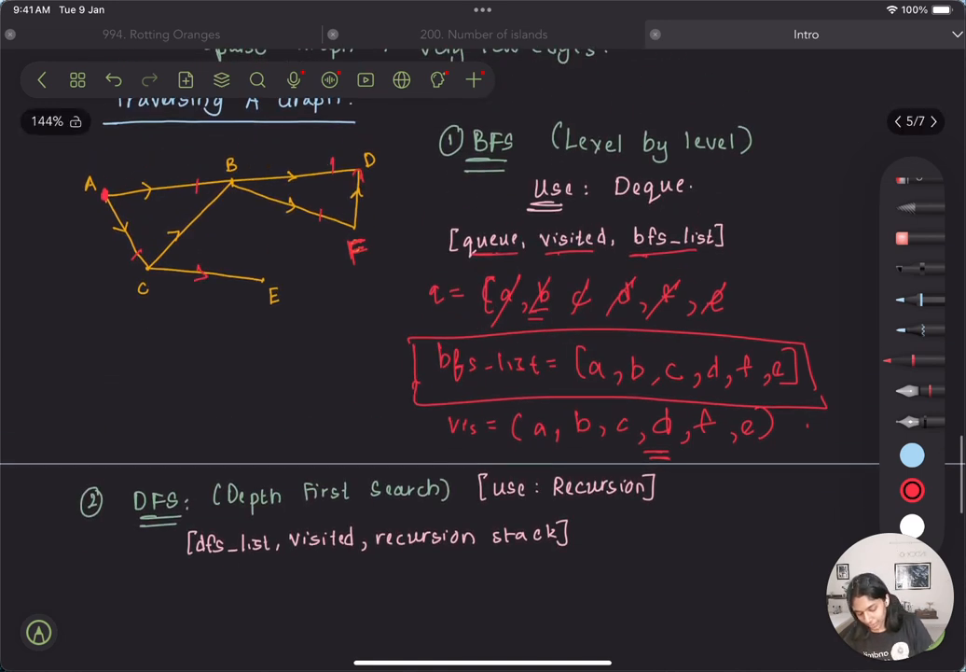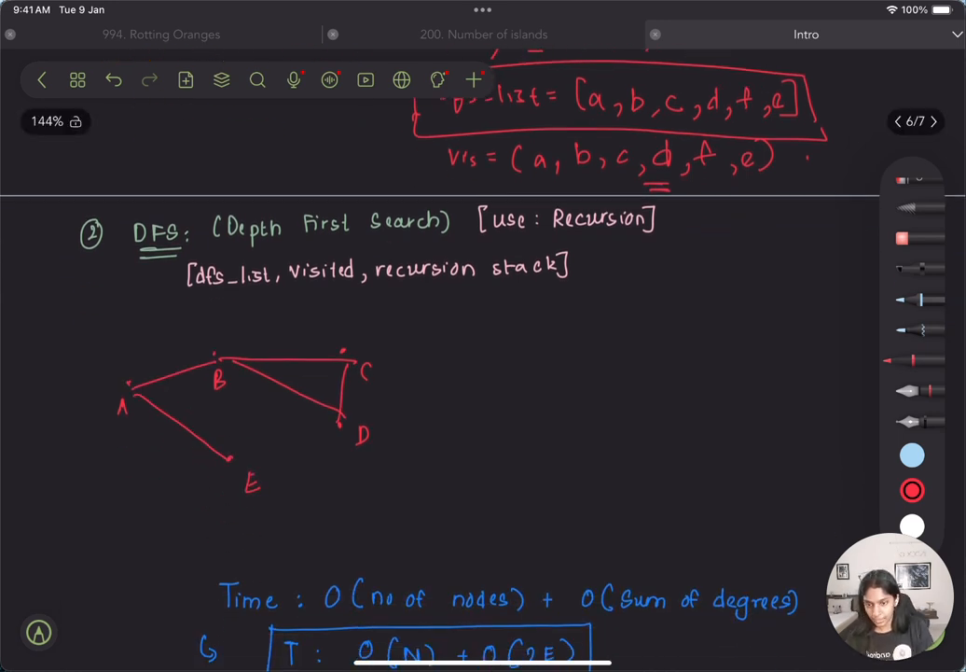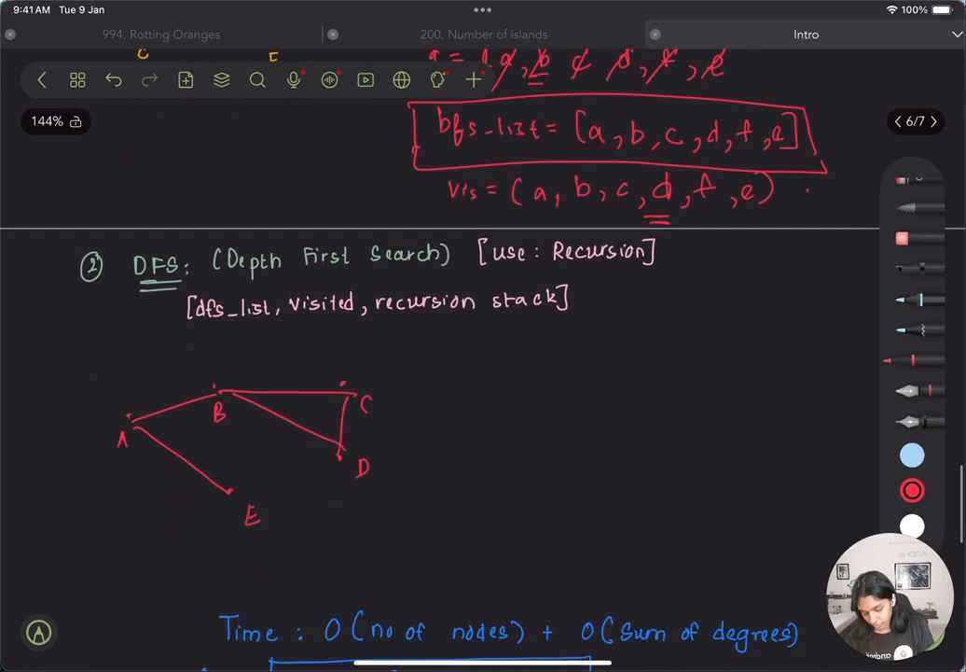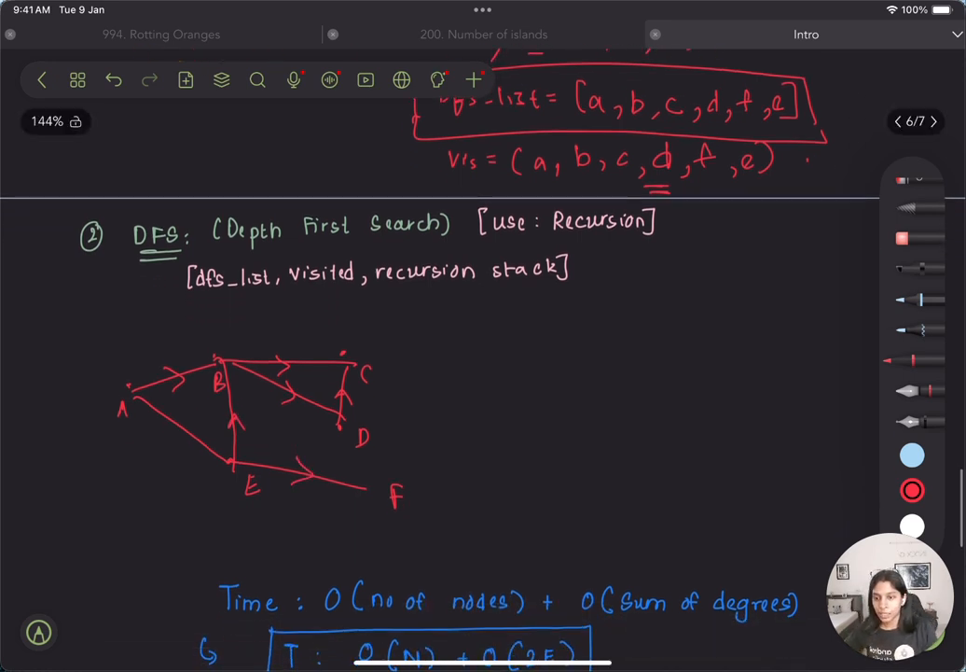If I had to take the same thing again, like A, B, let's say C, D, maybe an E over here or something. Okay. An E and maybe an F. Maybe something like this. Okay. So what I would do in this case is if I start from A, I'm not just going to go level by level. I'm going to go to the neighbor of A, yes.